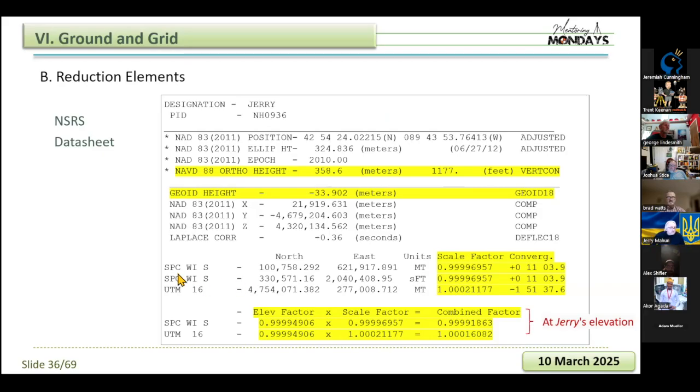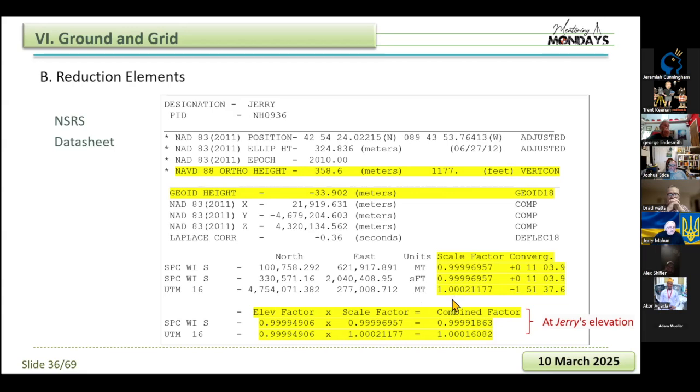This point is known in the Wisconsin South State Plane Coordinate Zone, as well as UTM Zone 16. And it's in here twice in the South Zone, once in meters, and the other in terms of survey feet. You can see the coordinates are really big for the east coordinate, 2 million. That's kind of cumbersome to work with. And it's got the scale factor and the convergence.